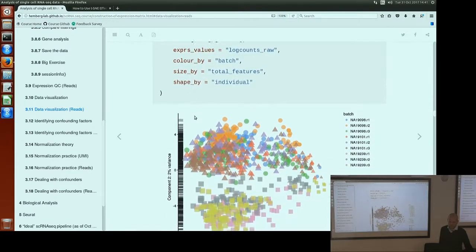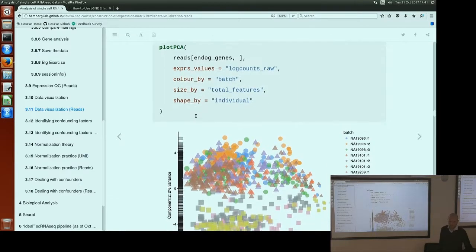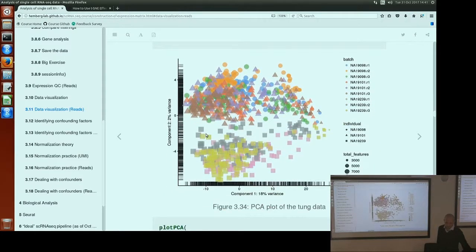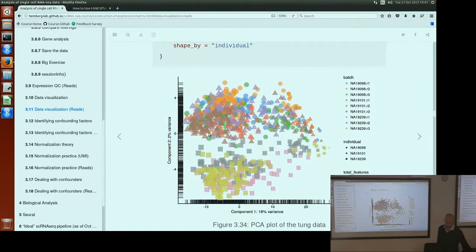If we plot now the log counts, so instead of using the raw counts, we use the log transformed counts, this looks already better. So we see there is some total feature effect on the first principal component. The variance is quite low here, and some batches are separated, and individuals separated from each other.